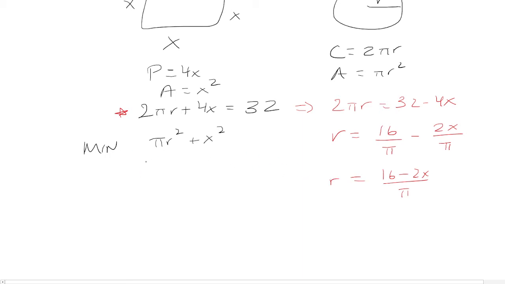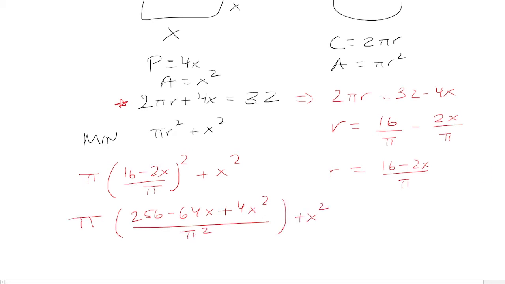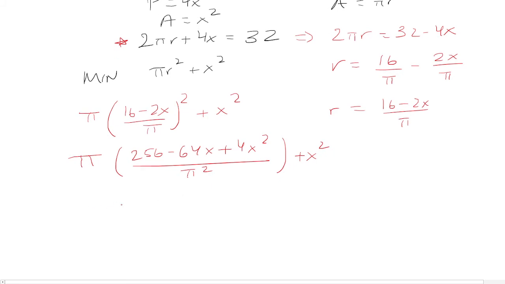Now we're going to plug that into this equation for r. So you have (16 minus 2x) over pi, and then the whole thing squared, and then plus x squared. Okay, so 16 squared is 256, and then 2 times 16 is 32, times 2 is 64, and then plus 4x squared. I can simplify one of the pi's in the denominator. So that'll just be pi and then plus x squared.